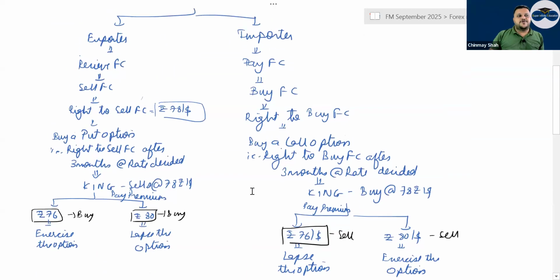Then coming to the importer, he will pay foreign currency. That only means he has to buy foreign currency. Correct or not? Tell me.